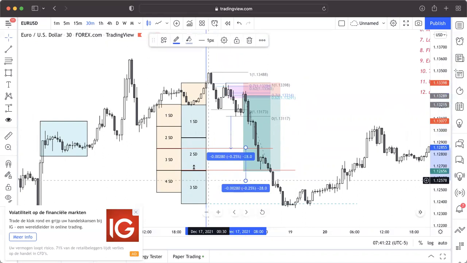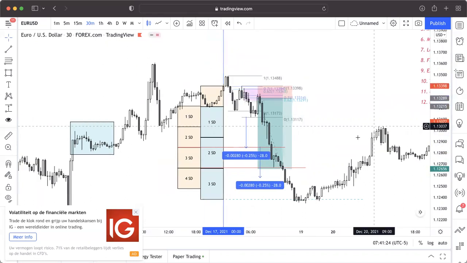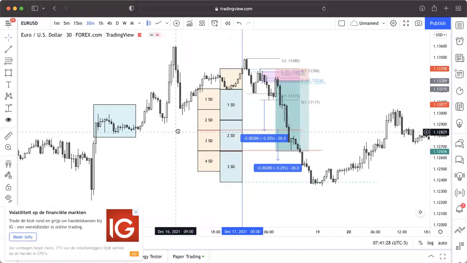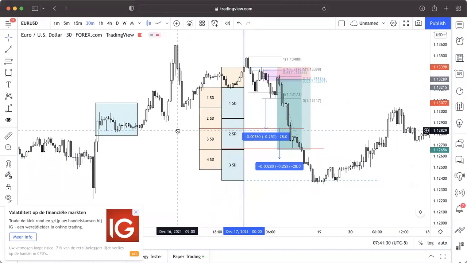You can also use a couple other targets, but I believe Asian standard deviations would be one of the most accurate ways of using it.